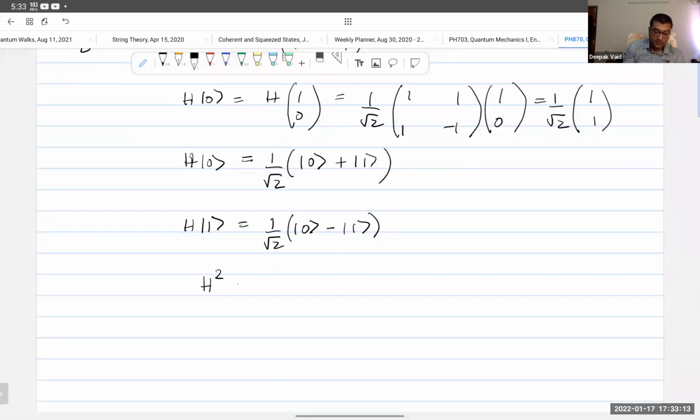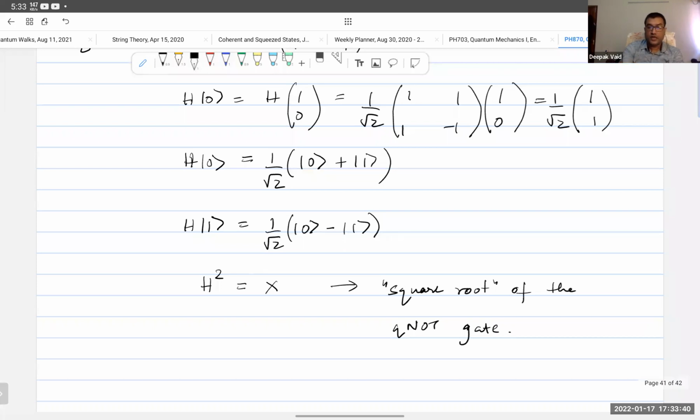The H gate has another property: if you take the square of this matrix, you can work it out, and this gives you X. So you can think of this as the square root of the quantum NOT gate. I don't know how useful that point of view necessarily is.